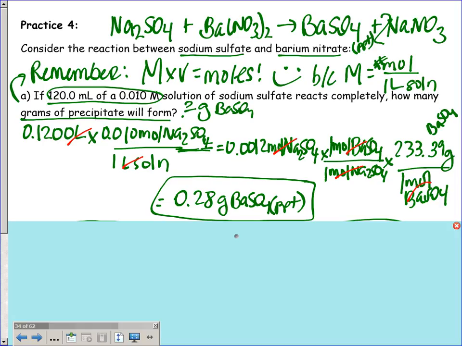The last step gets you from moles to grams, which is not new for us. It's just a molar mass conversion. The molar mass of barium sulfate is 233.39, so you get your grams to be 0.28. Give me a thumbs up if you made it through that.